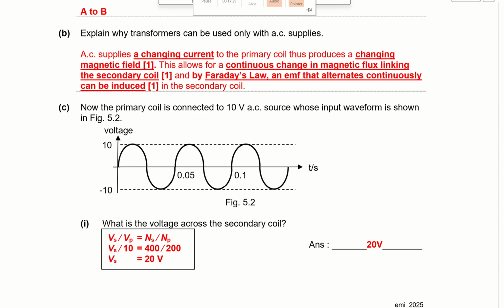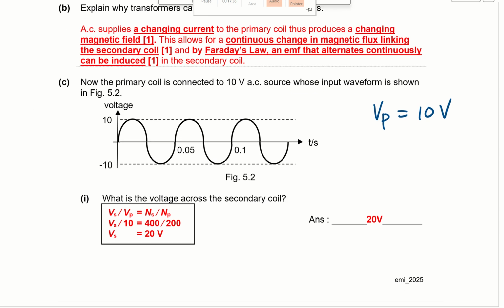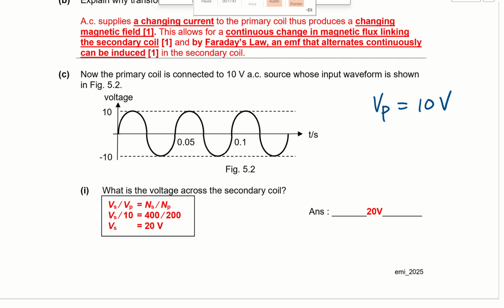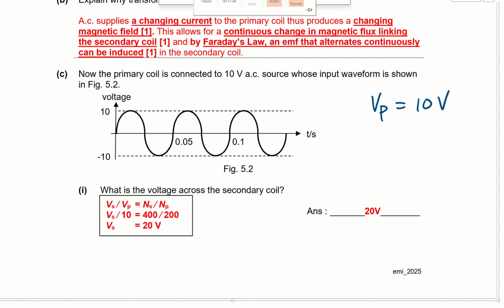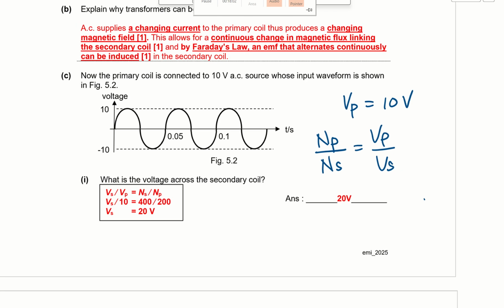Now the primary coil is connected to 10 volts, so our VP equals 10 volts. What is the voltage across the secondary coil? We have to use the turns ratio formula. The more the turns, the more will be the voltage. So they have this formula: NP over NS equals VP over VS. More turns means more voltage.